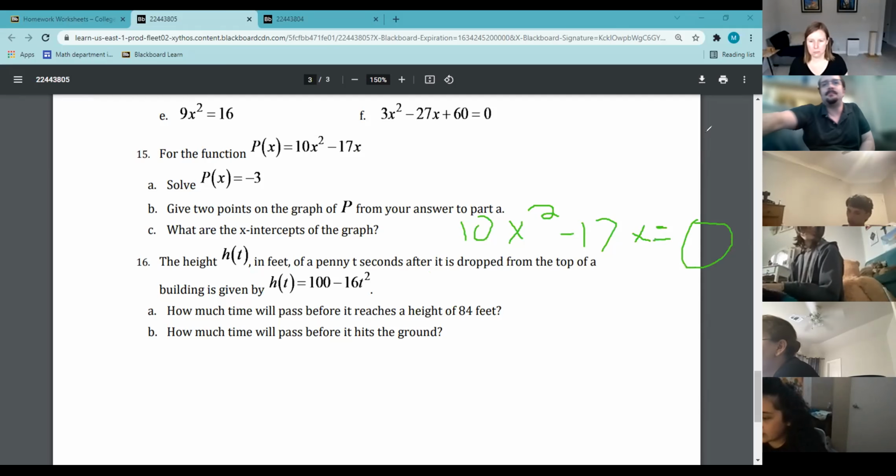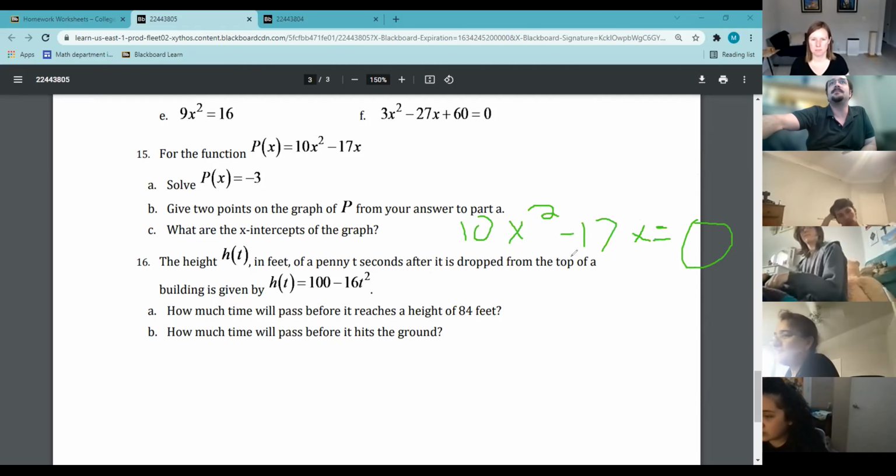When y equals 0, we have already those points. One of them is x equals 0. There's a common factor of x that we can take out. He asked, what is the x-intercept? The x-intercept is when y equals 0. So we set this equal to 0 and solve it. That's it: x equals 0 and another x equals 17 over 10.